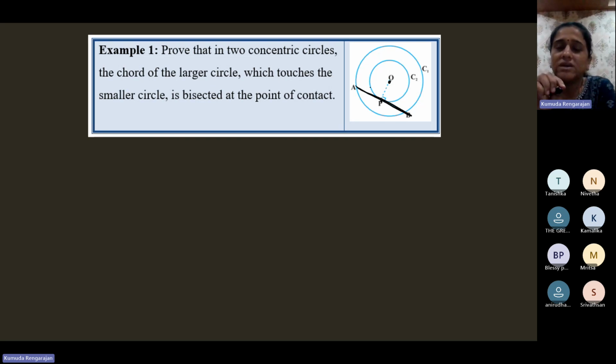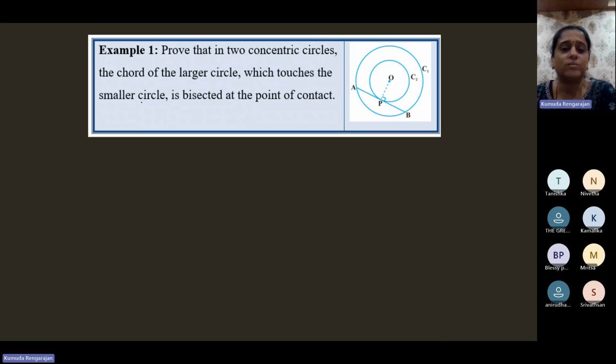AB is related to the outer circle as well as to the inner circle, but the relationship is different. This line segment AB is related to both the circles. To the outer circle, AB is a chord. To the inner circle, AB is a tangent at P. P is the point of contact.